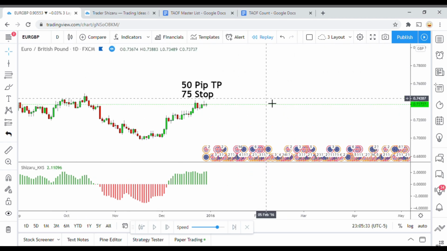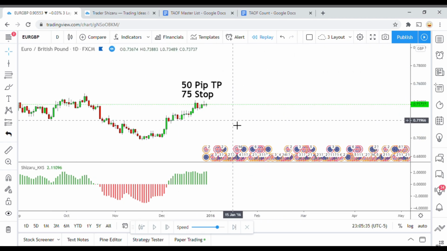Today's indicator is the Kuskus Starlight. I think I'm saying that correctly. Not sure if I'm not saying that correctly.